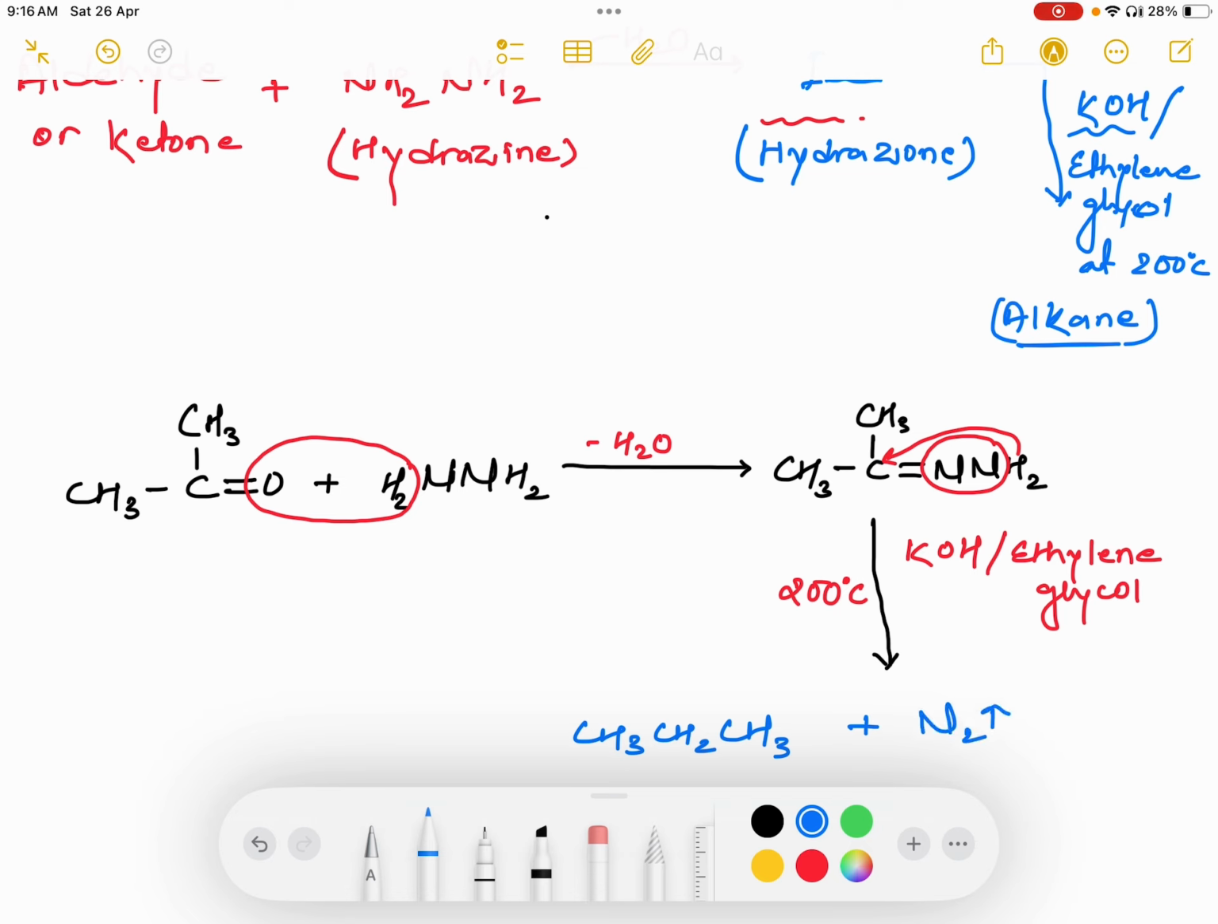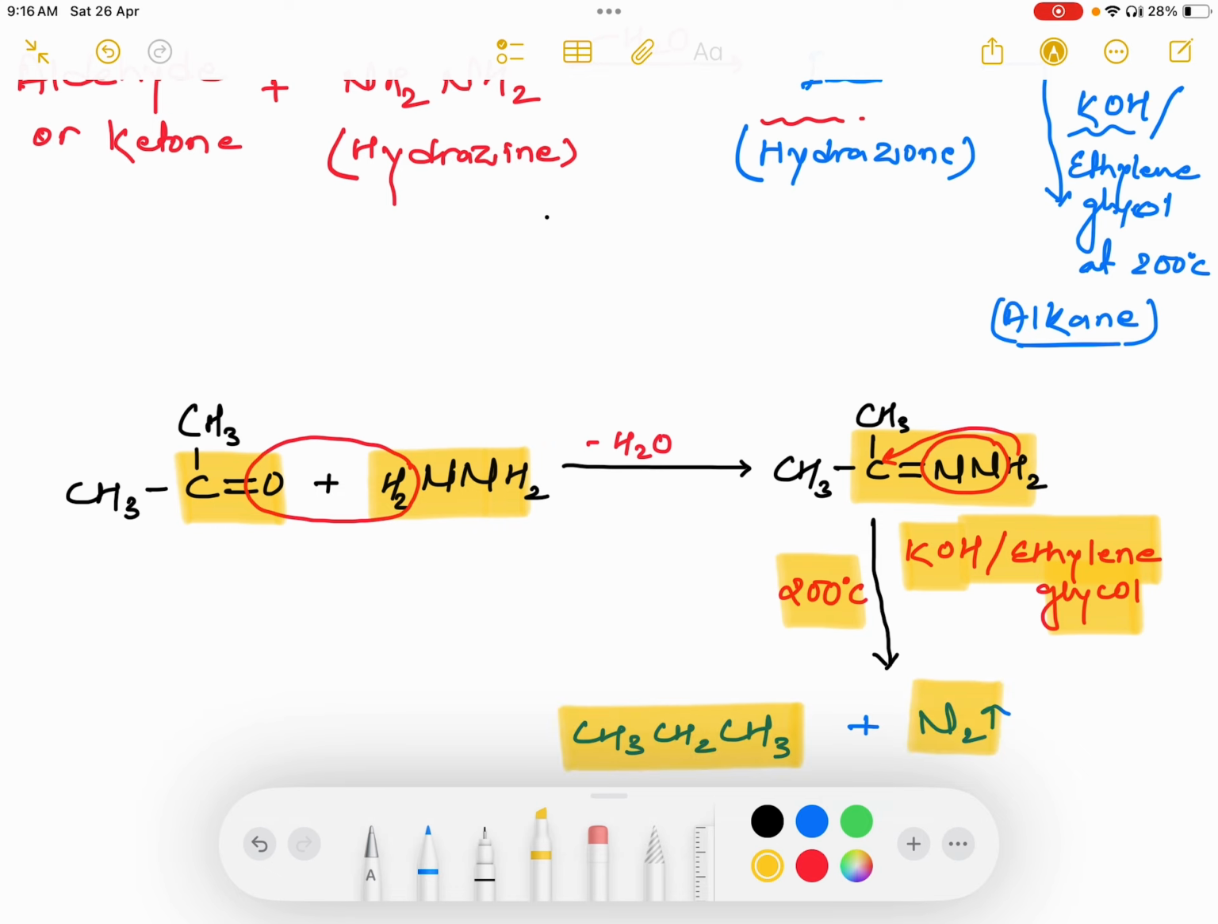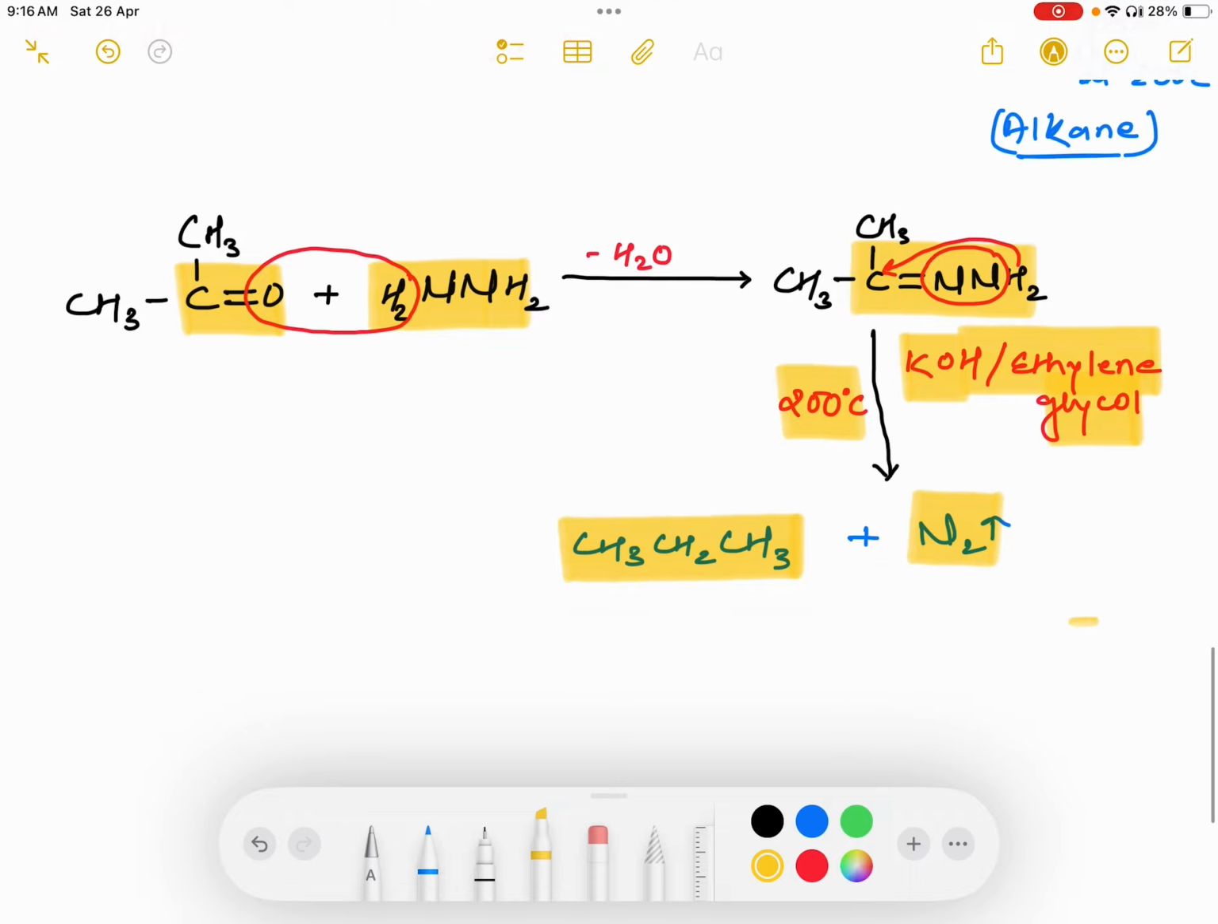Okay, so the first step here was that the aldehyde group is being treated with hydrazine. Now it forms a hydrazone, which is further being treated with the KOH in the presence of ethylene glycol at 200 degrees C to form a normal alkane along with the liberation of nitrogen gas.